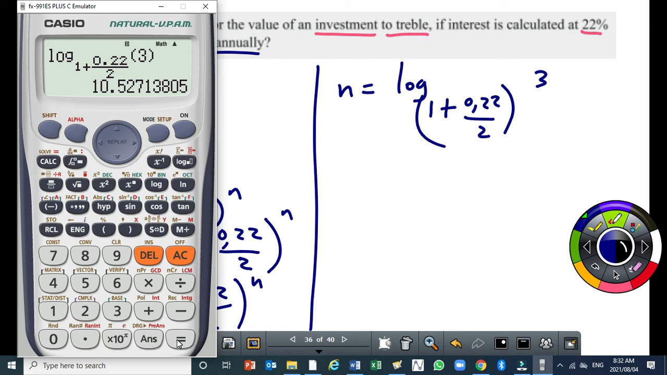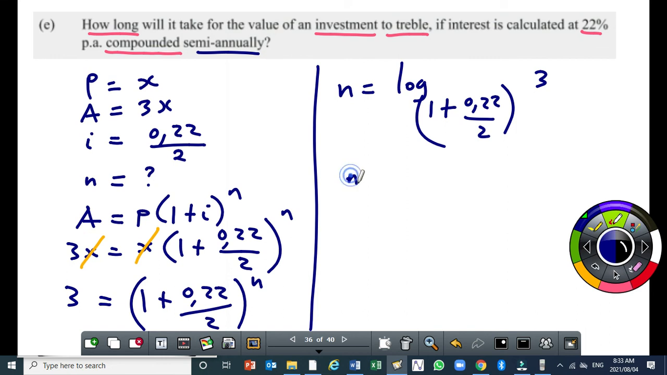That 10,527 is the number of 6 months, the total number of those 6 months. That is how many times the interest is going to be compounded. Remember, when you say semi-annually, we are saying the interest is compounded after every 6 months. So we want to know how many 6 months are there. The total number is going to be 10,5 something. So I can write that it is n equal to 10,527.